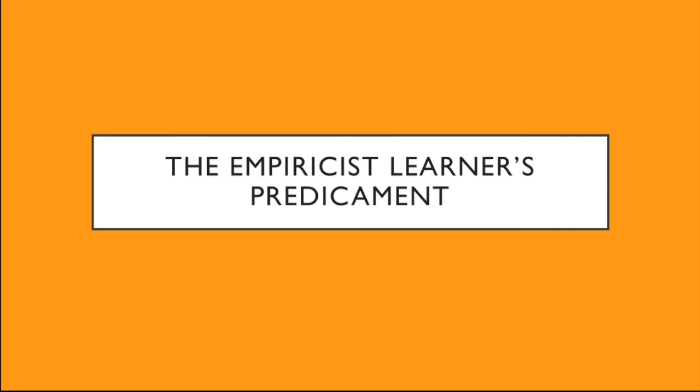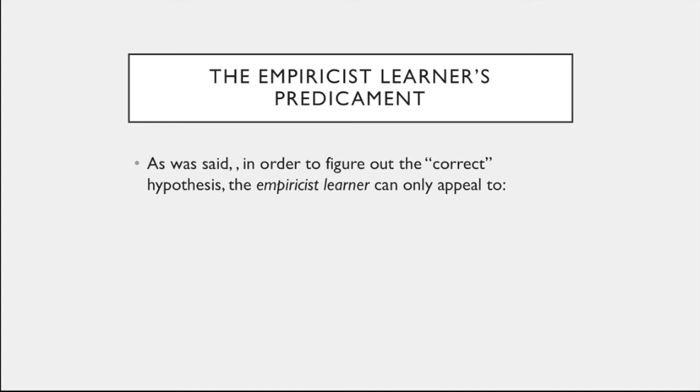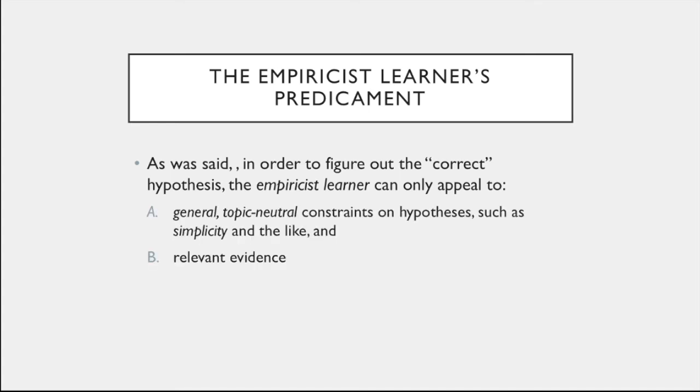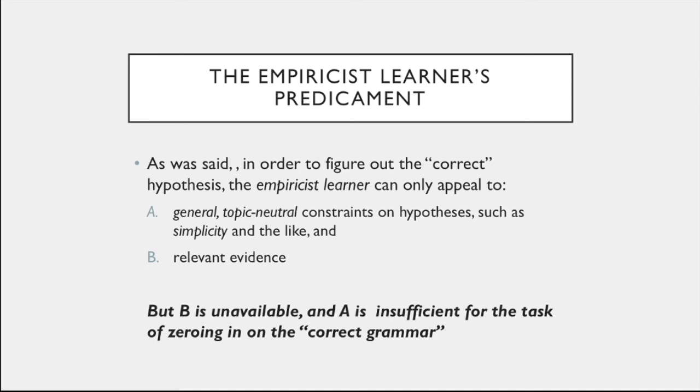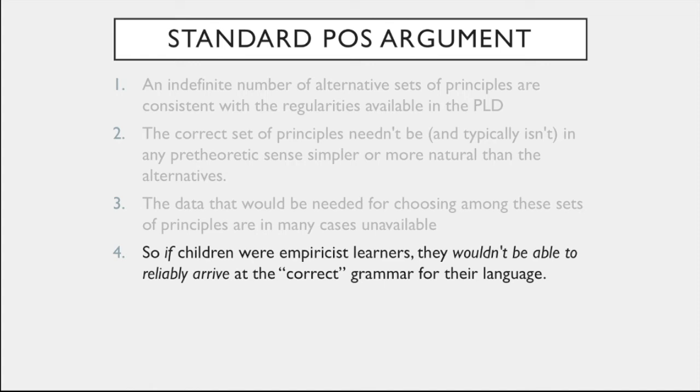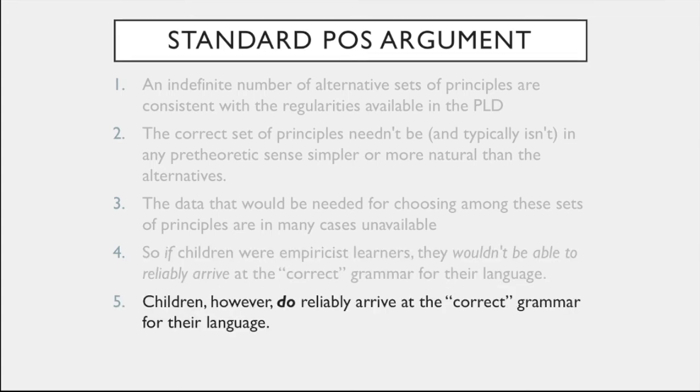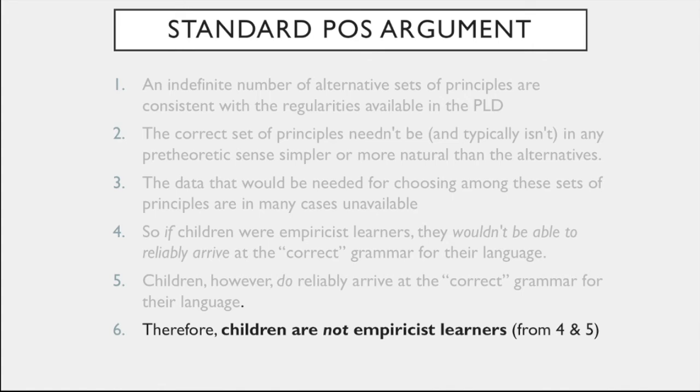Okay, now the empiricist learner's predicament. As we said, in order to figure out the correct hypothesis, the empiricist learner can only appeal to general, topic-neutral constraints on hypotheses, such as simplicity and the like, and relative evidence. But if what was said earlier is correct, then B is largely unavailable, and A is insufficient for the task of zeroing in on the correct grammar. So, Lawrence and Margolis' fourth premise is that if children were empiricist learners, they wouldn't be able to reliably arrive at the correct grammar for the language. But as we know, children do reliably arrive at the correct grammar for the language. So if we combine 4 and 5, we get their conclusion, namely that children are not empiricist learners. And this is the conclusion of the standard poverty of stimulus argument as presented by Lawrence and Margolis.